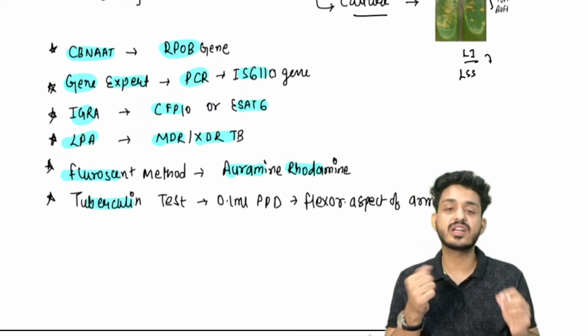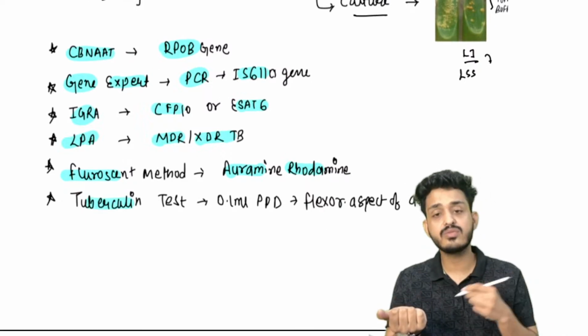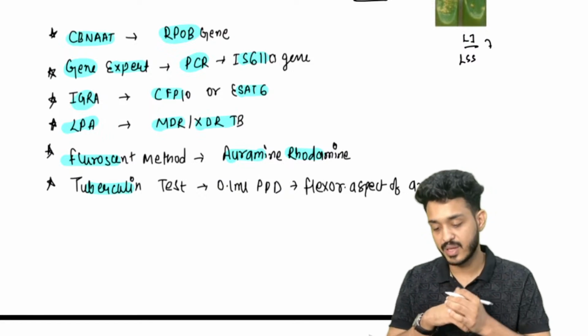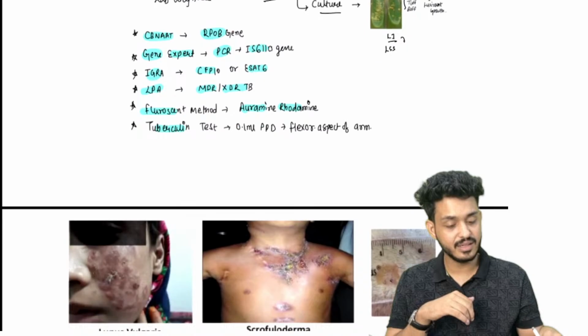Tuberculin test, we are injecting 0.1 ml on the flexor aspect of the arm, and then we will be checking for the induration after some time, right? After some days, right? So that is the basic story.